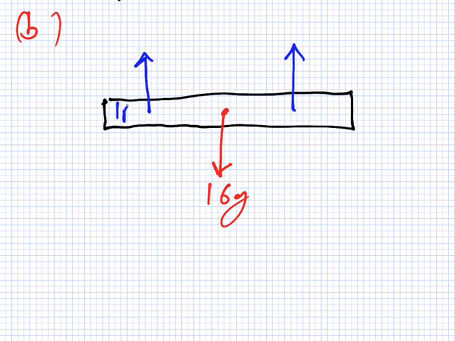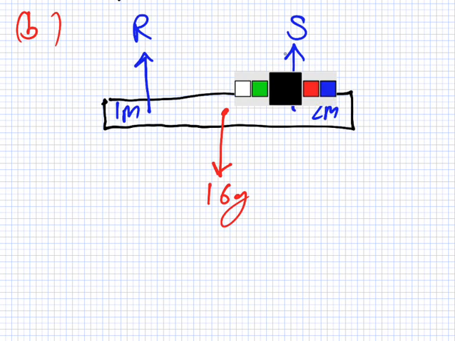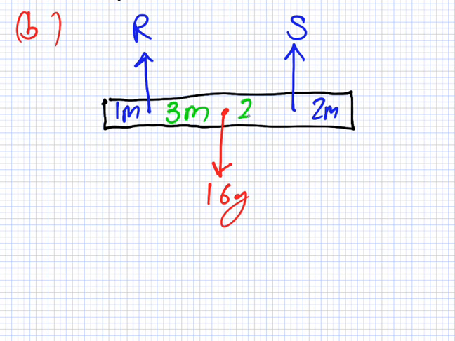So this is 1 meter. This is 2 meters. We don't know the forces, we'll just call them R and S. We know that the pole is 8 meters long. So if it's 8 meters long, how much is this distance here? 3 meters. And this one here? 2.